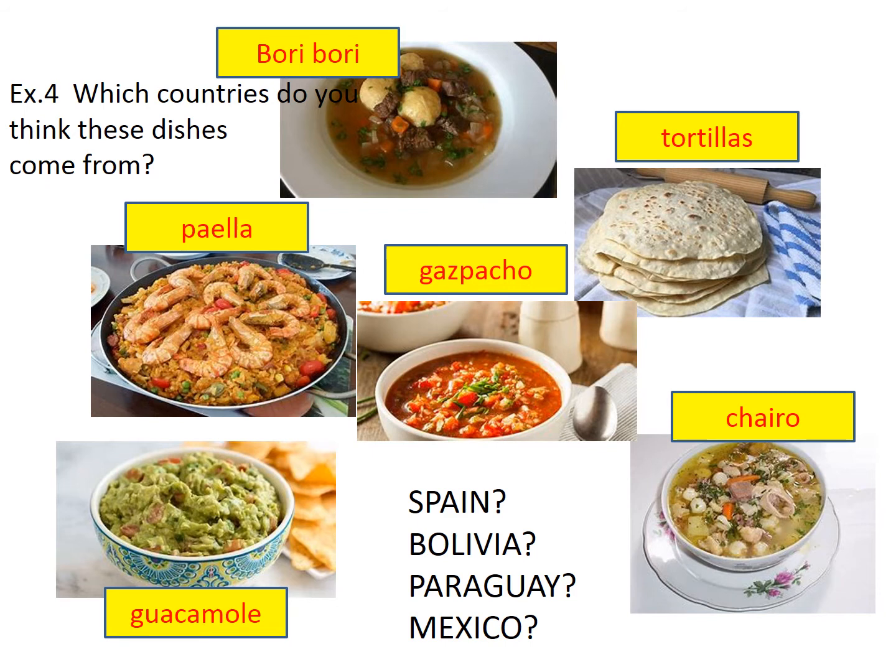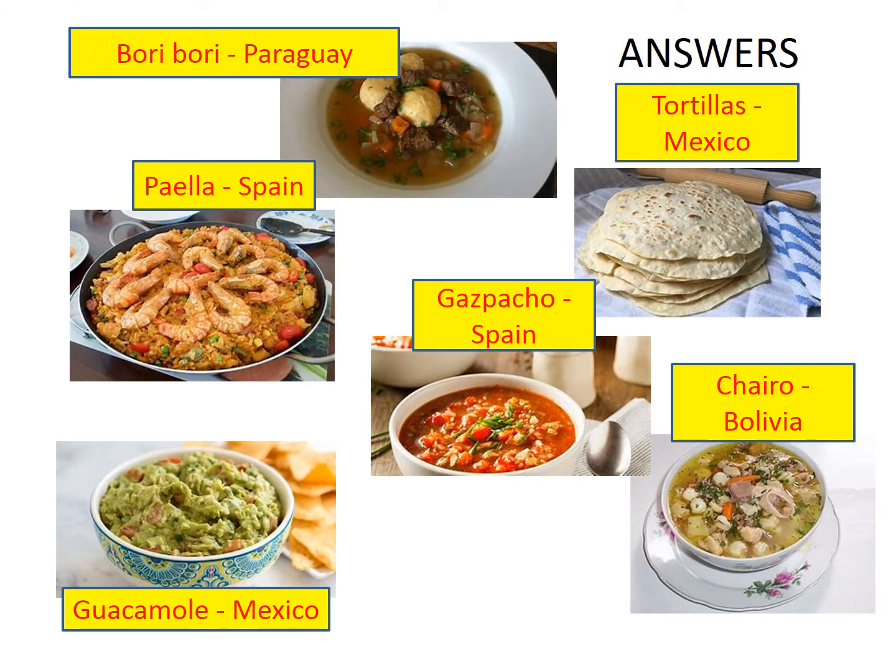Okay, exercise 4. Which countries do you think these dishes come from? You'll see bori, tortillas, gazpacho, paella, guacamole, and Cairo. Think back to the slide before. Do they come from Spain, Bolivia, Paraguay, Mexico? Press pause when you're ready, then play. Bori comes from Paraguay, paella comes from Spain, tortillas, Mexico, gazpacho, Spain, guacamole, Mexico, and Cairo, Bolivia.